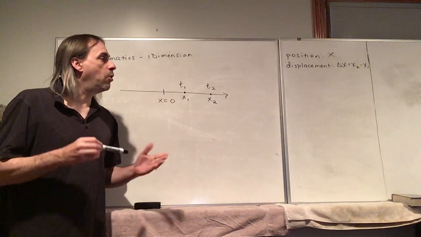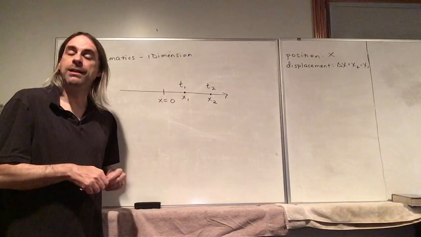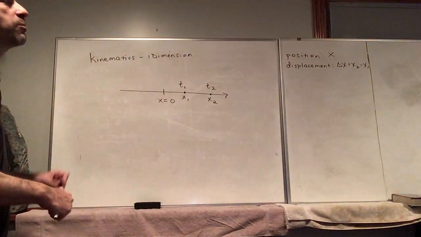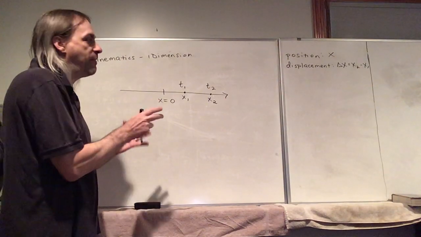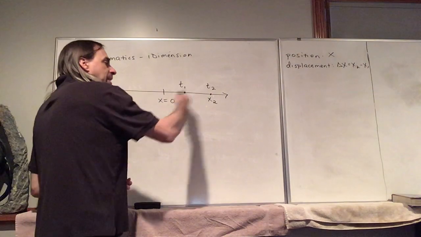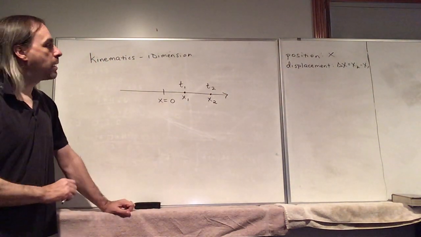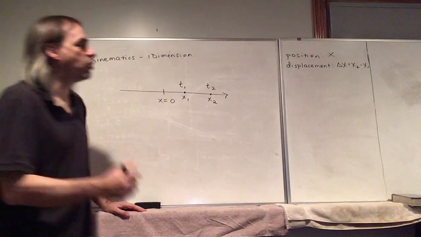Okay. So, displacement could be positive or negative. Like if x1 is bigger than x2, then the displacement is negative. That would mean the object was moving to the left. So if we're going from x1 to x2, that's a positive displacement, which is moving to the right. Okay, and then we're going to define velocity.